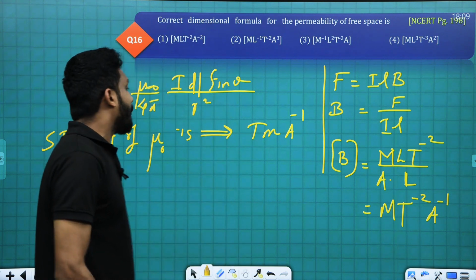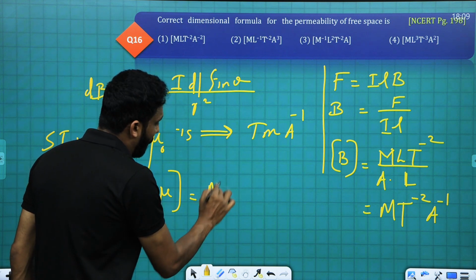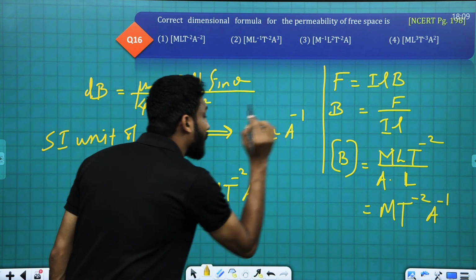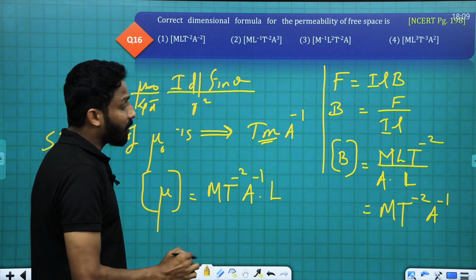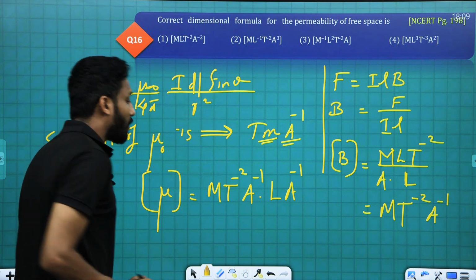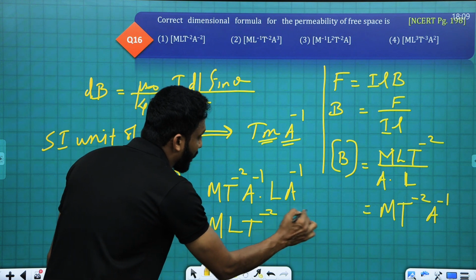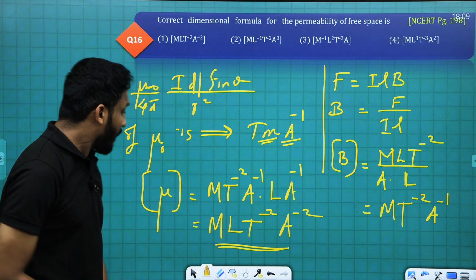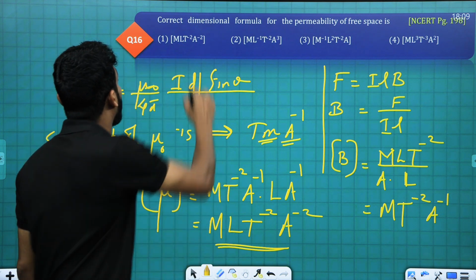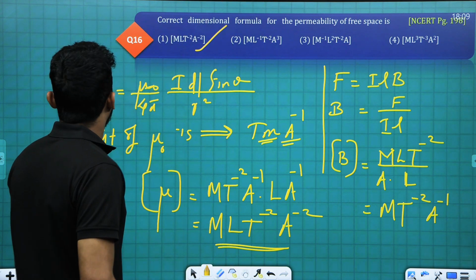This is of Tesla. The dimensional formula of permeability is then that of Tesla, M T raised to minus 2 A raised to minus 1, and that of meter, which has dimensional symbol L, and divided by ampere, A raised to minus 1. Now it will be M L T to the power minus 2 A to the power minus 2. Check it. It is the first option itself. Understood? Very clear.